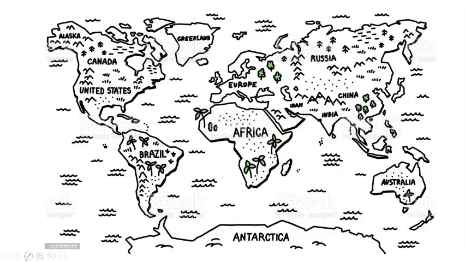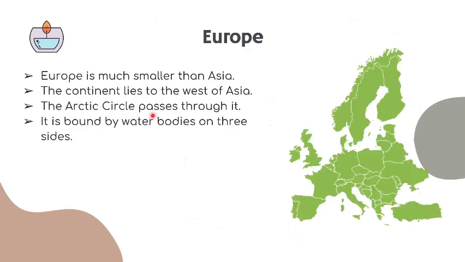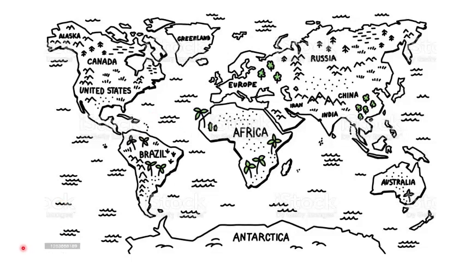So there is a circle, a type of latitude. It is the Arctic Circle. So the Arctic Circle passes through the continent of Europe. It is bound by water bodies on its 3 sides. Yes, so as you can see over here, it is showing a water body. Here is also a water body.